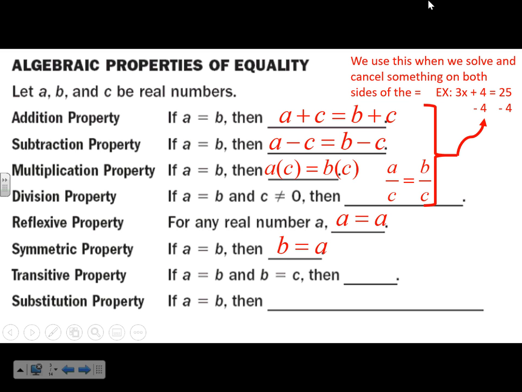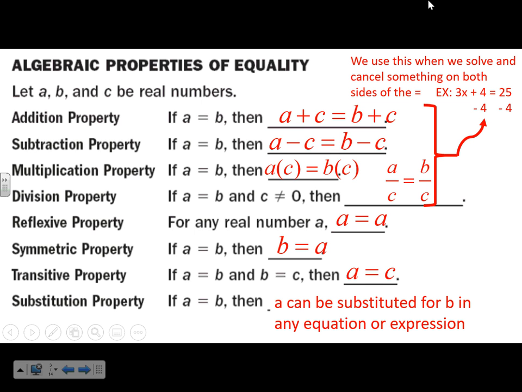The transitive property is very similar to the law of syllogism. If A is equal to B, and then if B is equal to C, that means A has to be equal to C. If A and B are equal, that means they're the same thing. If B and C are equal, they're the same thing. So A and C have to be the same thing. And the substitution property is a little bit more wordy. A can be substituted for B in any equation or expression. So if A and B are equal to each other, anytime you see an A, you can put a B in there. Anytime you see a B, you can put an A in there. It's just normal substitution like we've done before.